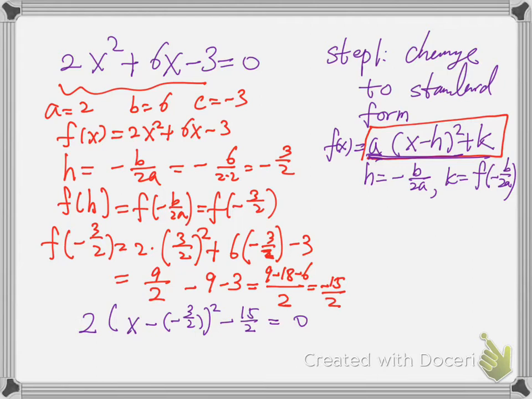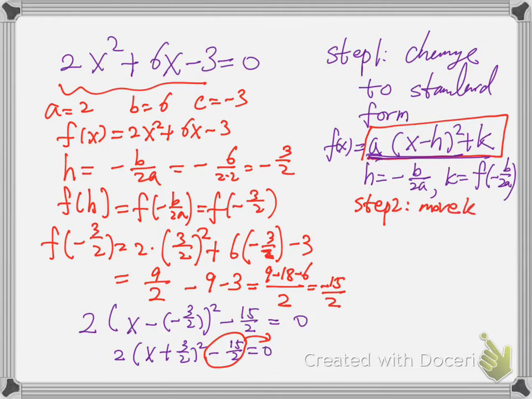Now let's simplify this a little bit. We got 2 times x plus 3 over 2 squared minus 15 over 2 is 0. Now let's move this to that side. So step 2, move k and take positive negative square root. Then we got 2 solutions.